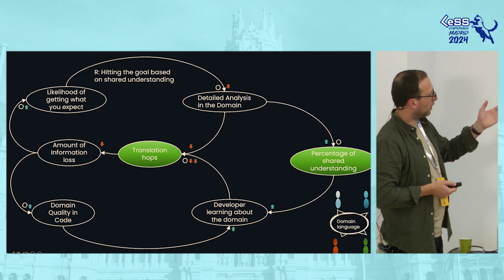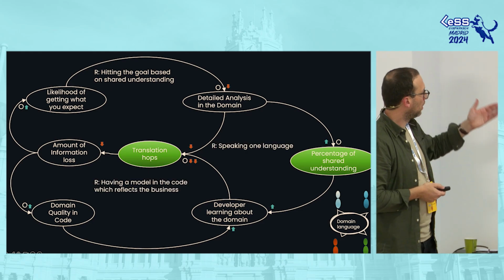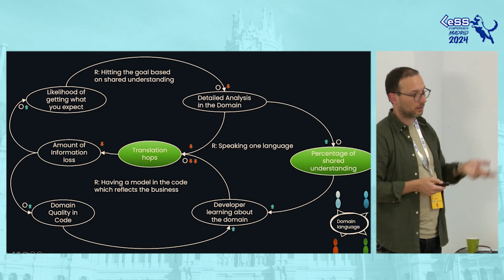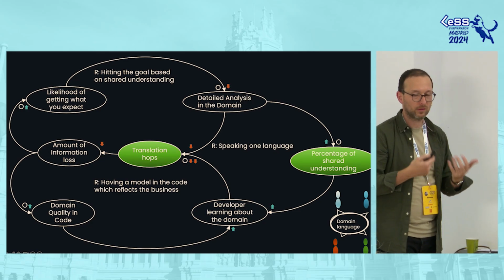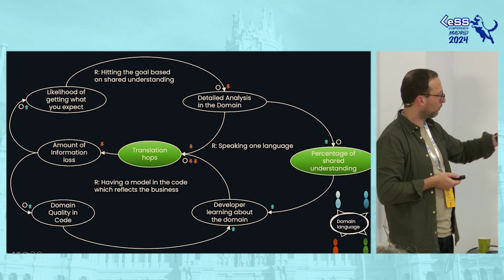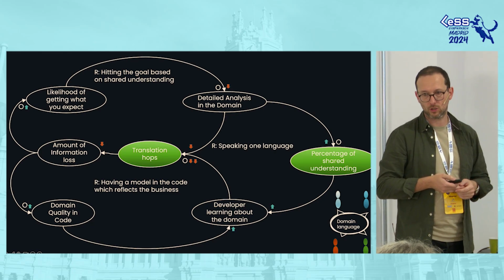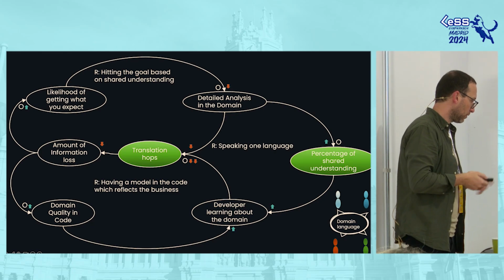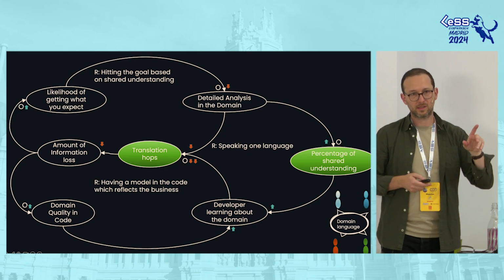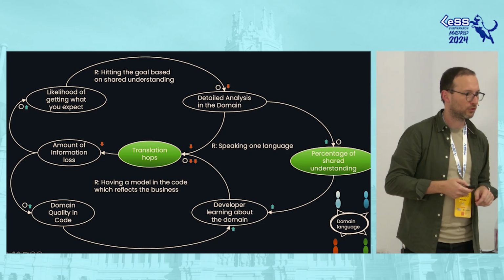Therefore, we have a couple of reinforcing loops now, and I named the first one hitting the goal based on shared understanding. So it's all about that context and shared understanding. It's so important. Having a model in the code which reflects the business and speaking one language. So that's really the important stuff. The title is the positive impact of shared understanding on your organization.